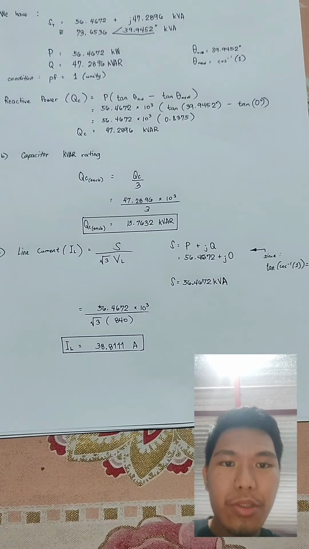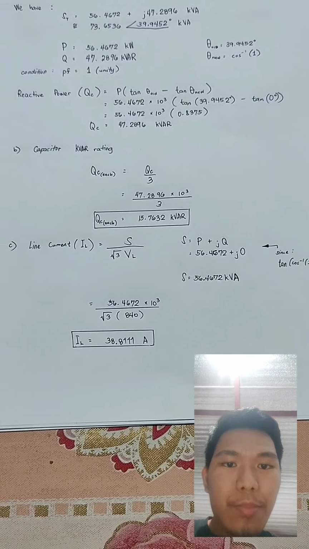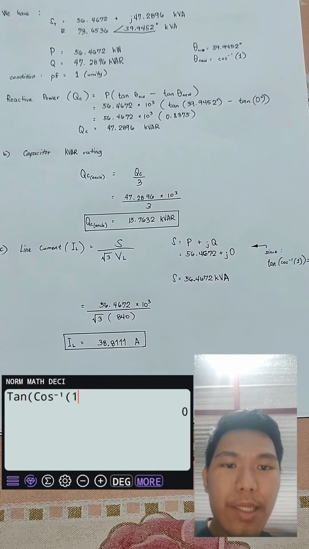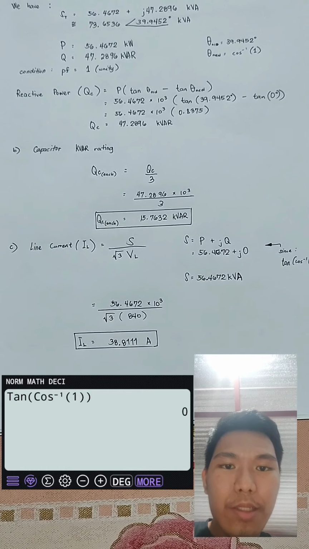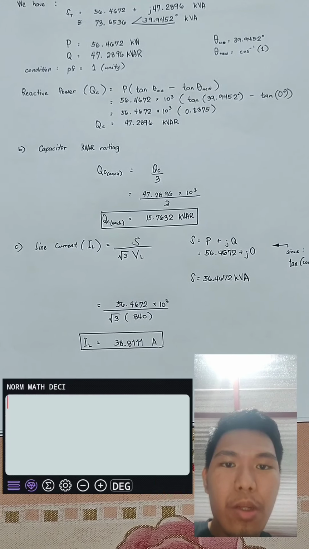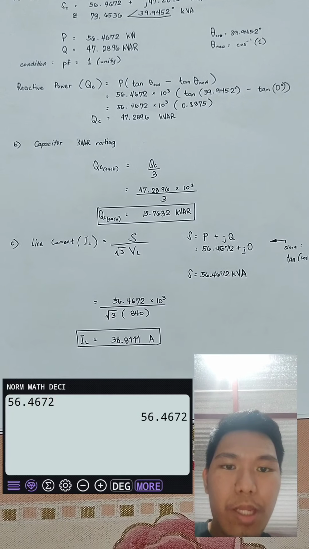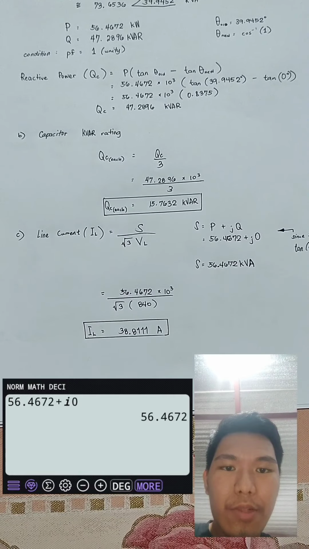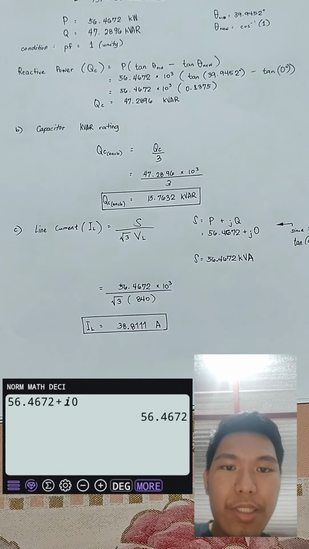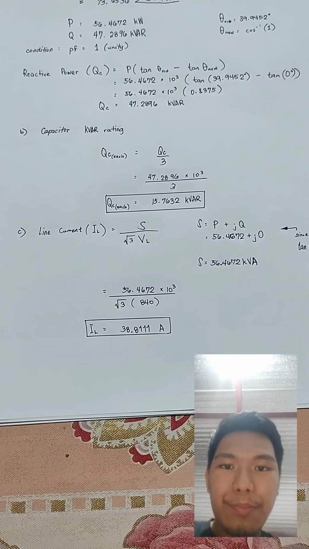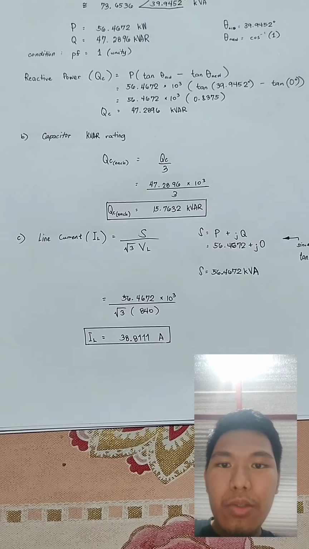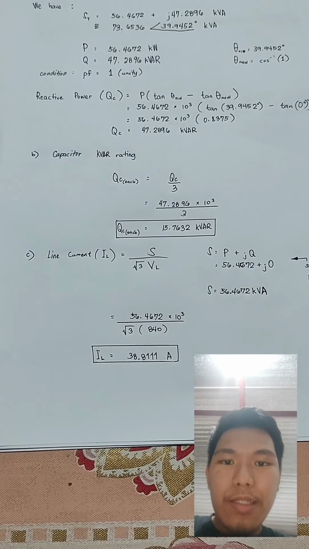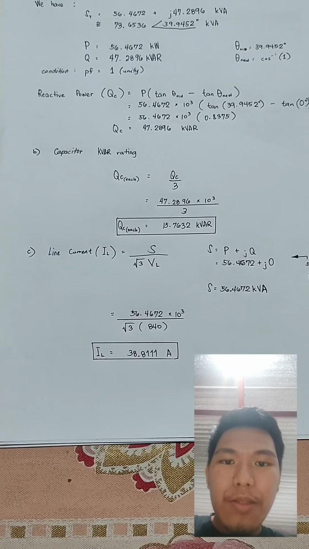Here we substitute the power factor of 1 in the reactive part, which is tan cos raised to negative 1 times 1. Now our S equals P plus JQ is equal to 56.4672 plus J0. Our S, or the complex power, is equal to 56.4672 kilovolt ampere. We will substitute it to our formula for getting the line current. S over square root of 3 times VL.